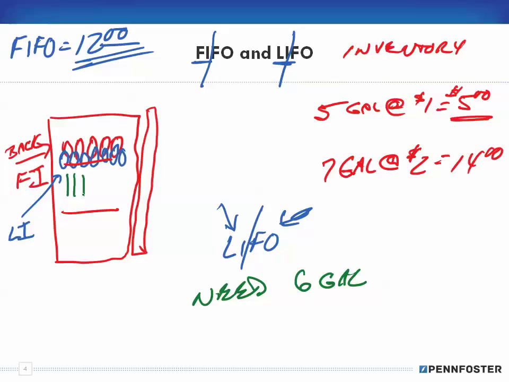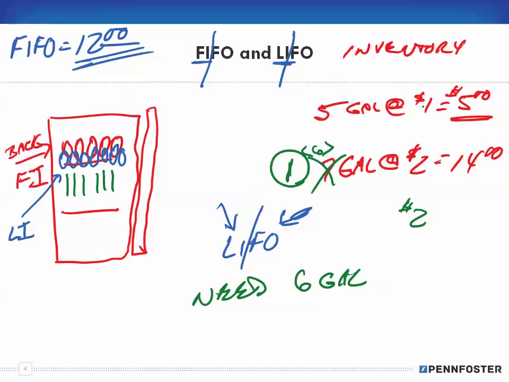So I take out this one, this one, this one, this one, this one, and this one. Okay, so out of that group of 7, I'm going to take out 6, and that means I'm going to have 1 gallon still left over. If I have 1 gallon left over, the value of that 1 gallon is $2, right?